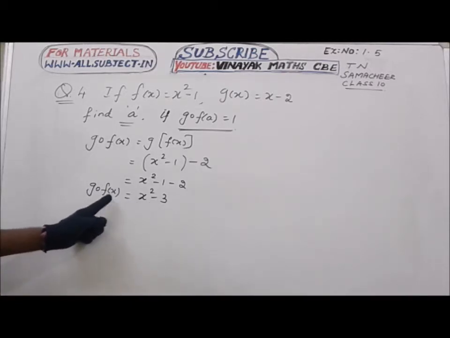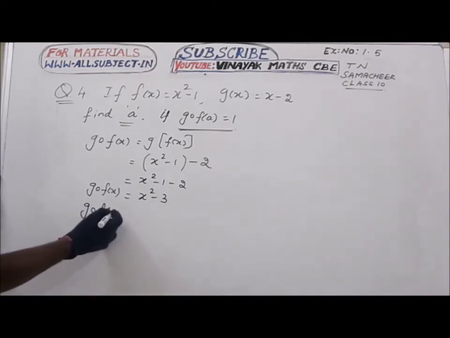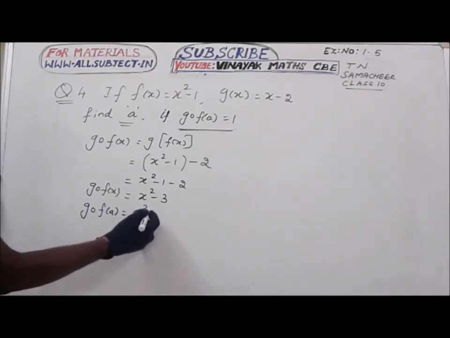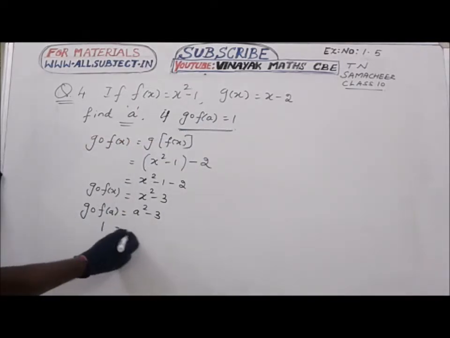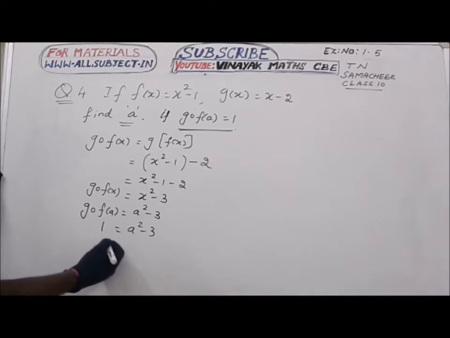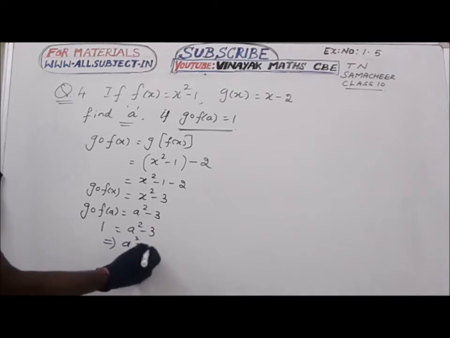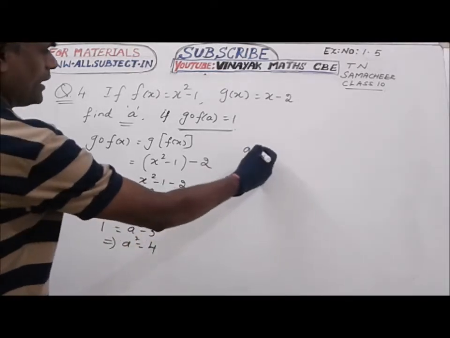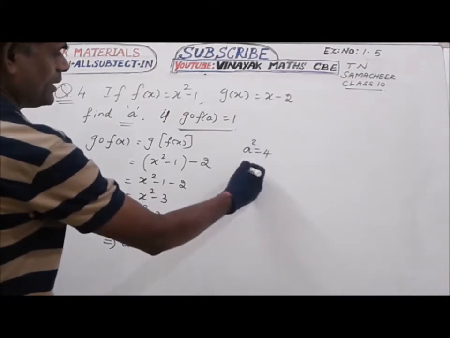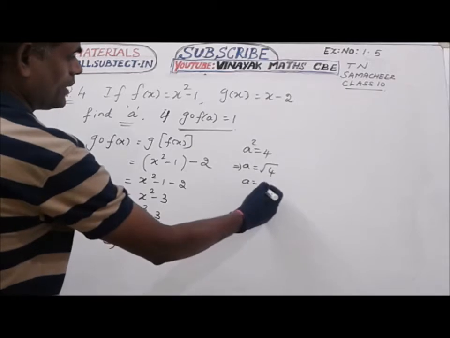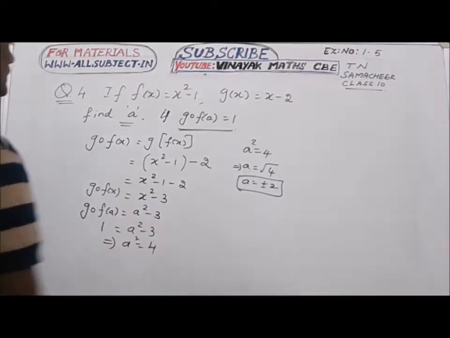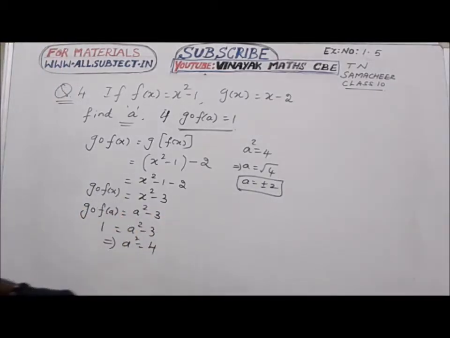In this place substituting x is equal to a, we will get g composition f of a is equal to a square minus 3. Given this value equal to 1, so 1 equals a square minus 3, which implies a square equal to 4, and a square equal to 4 implies a equal to root of 4, a equal to plus or minus 2. Therefore, the value of a is plus or minus 2.